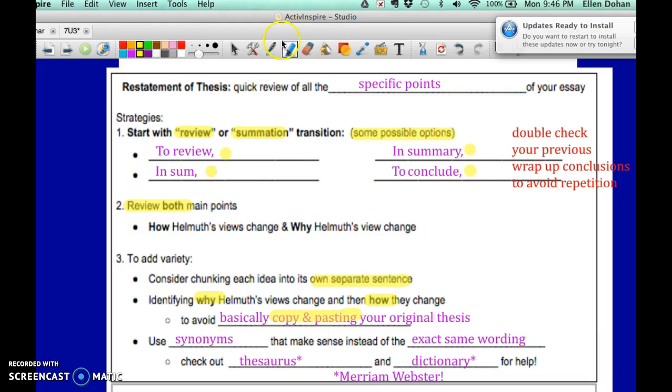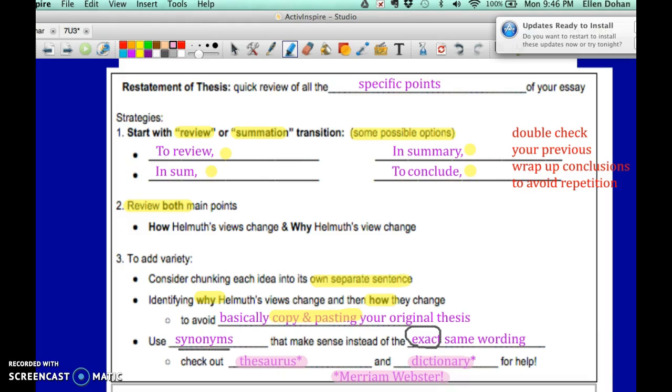Another way to avoid copying and pasting is by actually using synonyms or words that mean the same or nearly the same thing. Again, to avoid exact same wording. Use tools like the thesaurus or a dictionary, and Merriam-Webster has both of those functions to help you out.